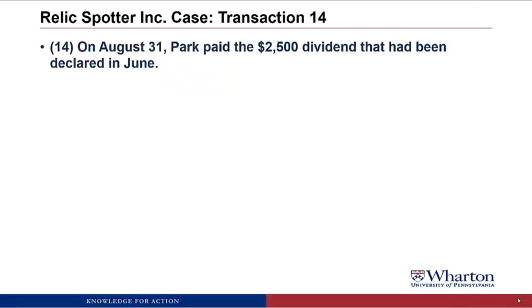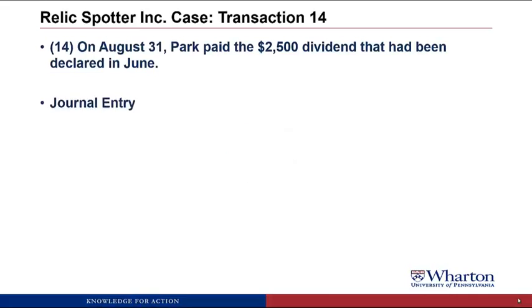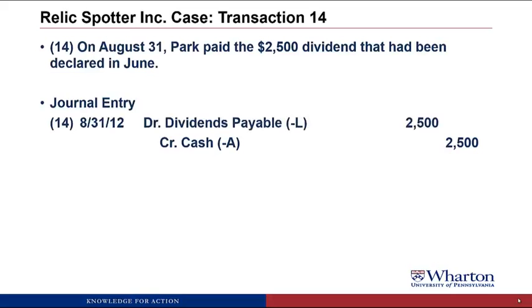On August the 31st, Park paid the $2,500 dividend that had been declared in June. For the journal entry here, we are paying cash. Cash is an asset. Assets go down with a credit. So again, we credit cash for $2,500. The debit here is going to be dividends payable. We're paying off what we owe the shareholders for the dividend. We created a dividends payable liability for that before. We make a liability go down through a debit. So we debit dividends payable to reduce that liability by $2,500.